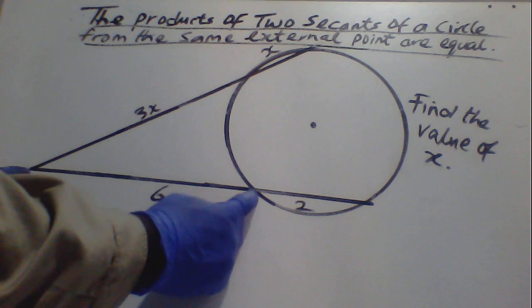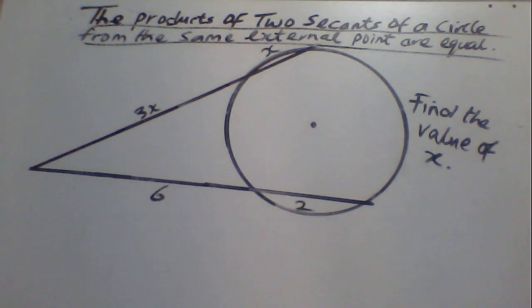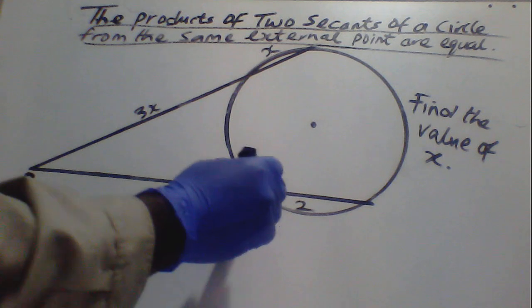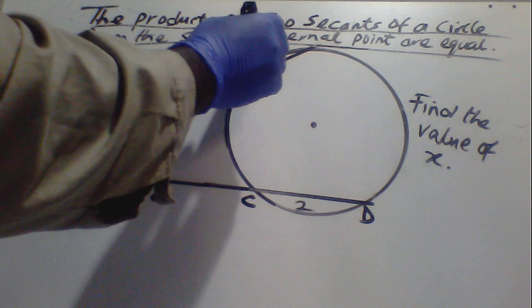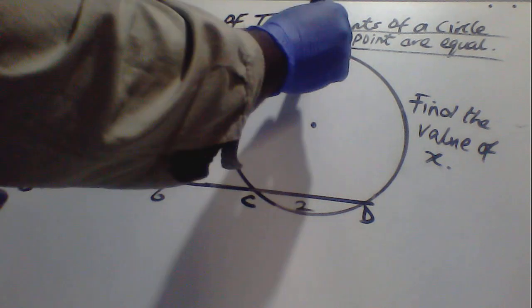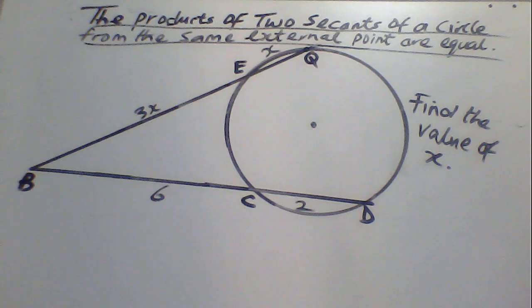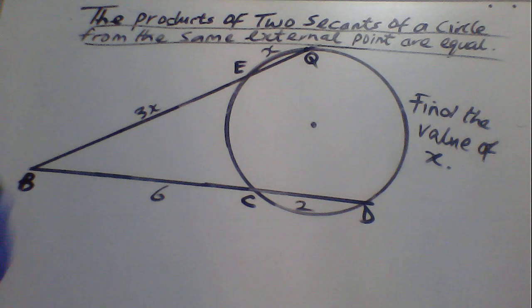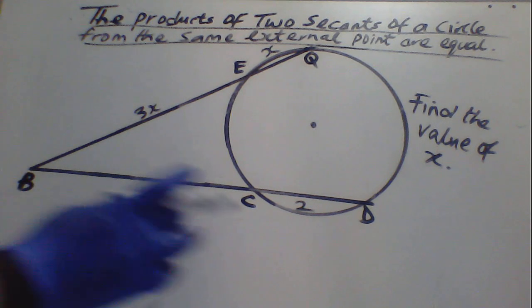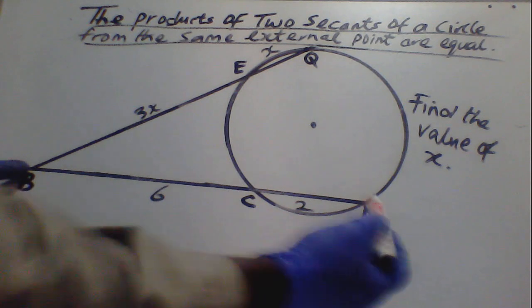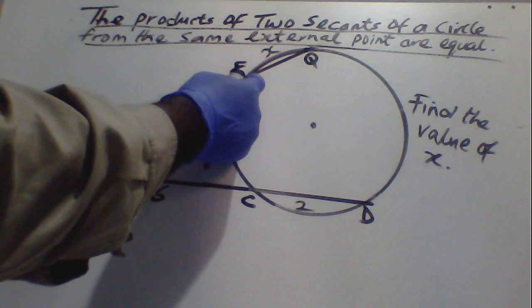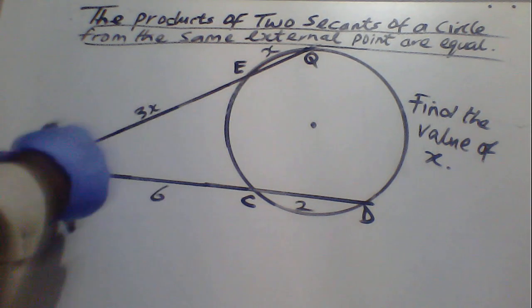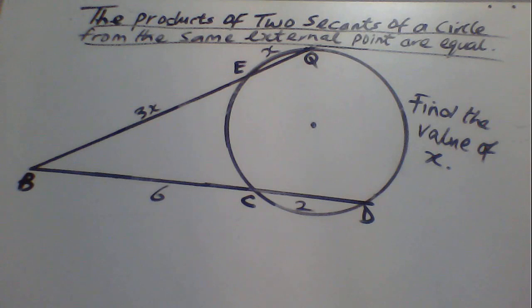This is the first secant. Here is another secant. If I label here B, here C, here D, and then I can label here maybe E, and this point here Q. So the theorem states that, this is one secant and here is another secant. It's the first secant for the upper one, and here is another secant. The theorem is that the products of two secants of a circle from the same external point B are equal.